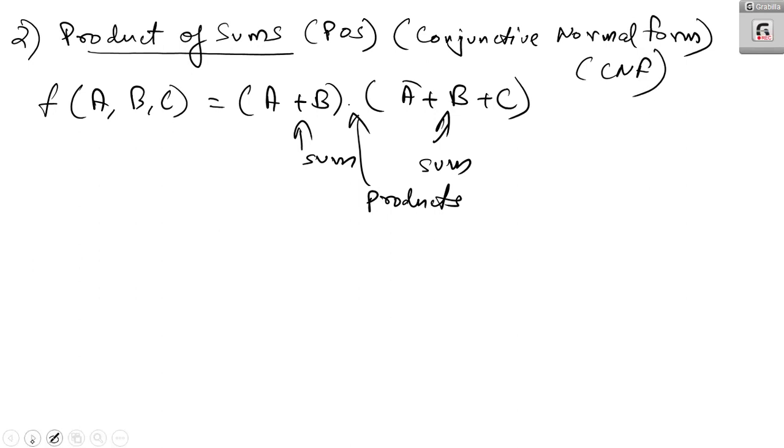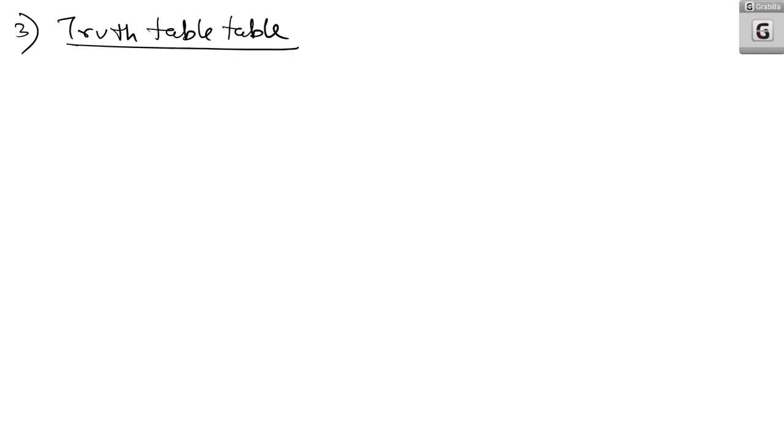Now coming to the third one. We will deal with these POS and SOP forms in the further lectures in detail. The third one is the truth table form. That is what you already know.